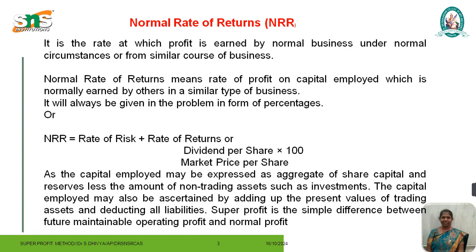The normal rate of return is that of a normal business under normal circumstances or from a similar course of business. Normal rate of return means the rate of profit on capital employed which is normally earned by others in a similar type of business. The normal rate of return is rate of risk plus rate of return, that is dividend per share into 100 divided by market price per share. The capital employed may be expressed as the aggregate of share capital and reserves less the amount of non-trading assets such as investments.